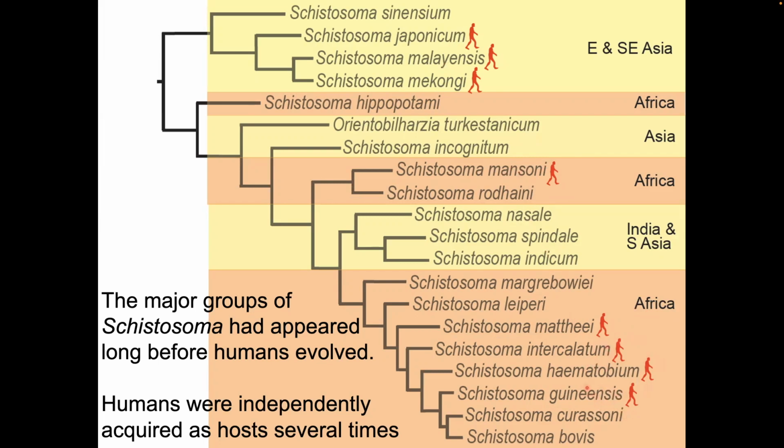And members of this group in Africa are all able to hybridize with each other. And it's a very complicated arrangement, a very complicated situation of parasites there.